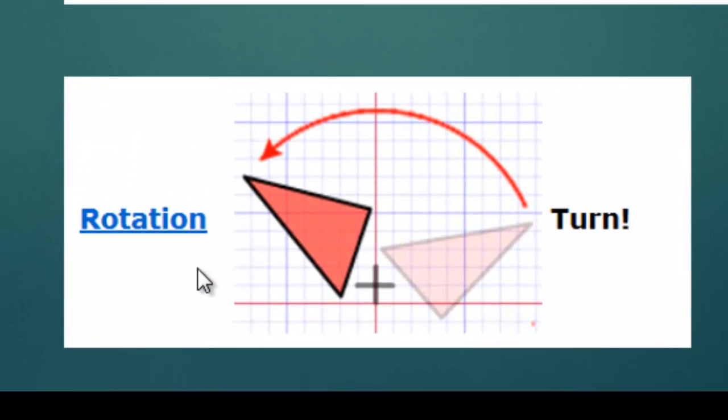The third one is a rotation, which is essentially a turn around a point. We're not going to spend too much time on that one in this lesson because we will do that in Lesson 8.